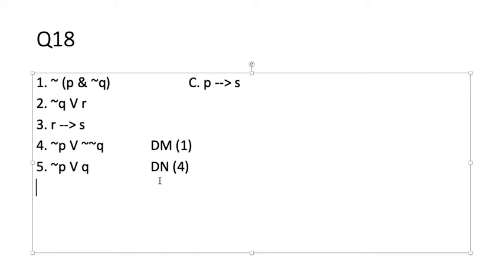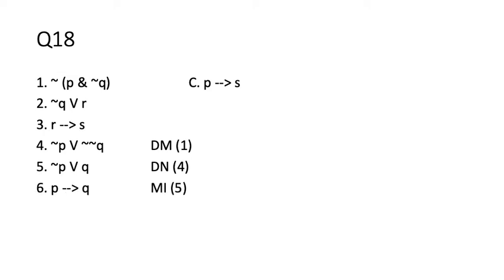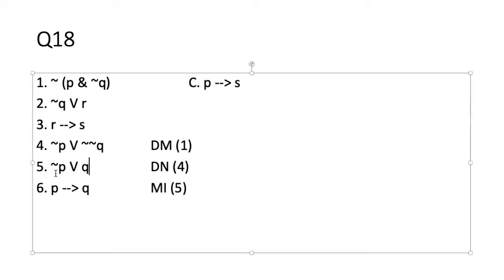Okay, what can I do now? Well, this looks to me like something I can just do material implication on. So I'm going to do that. I'm going to turn not P or Q into if P then Q via material implication.